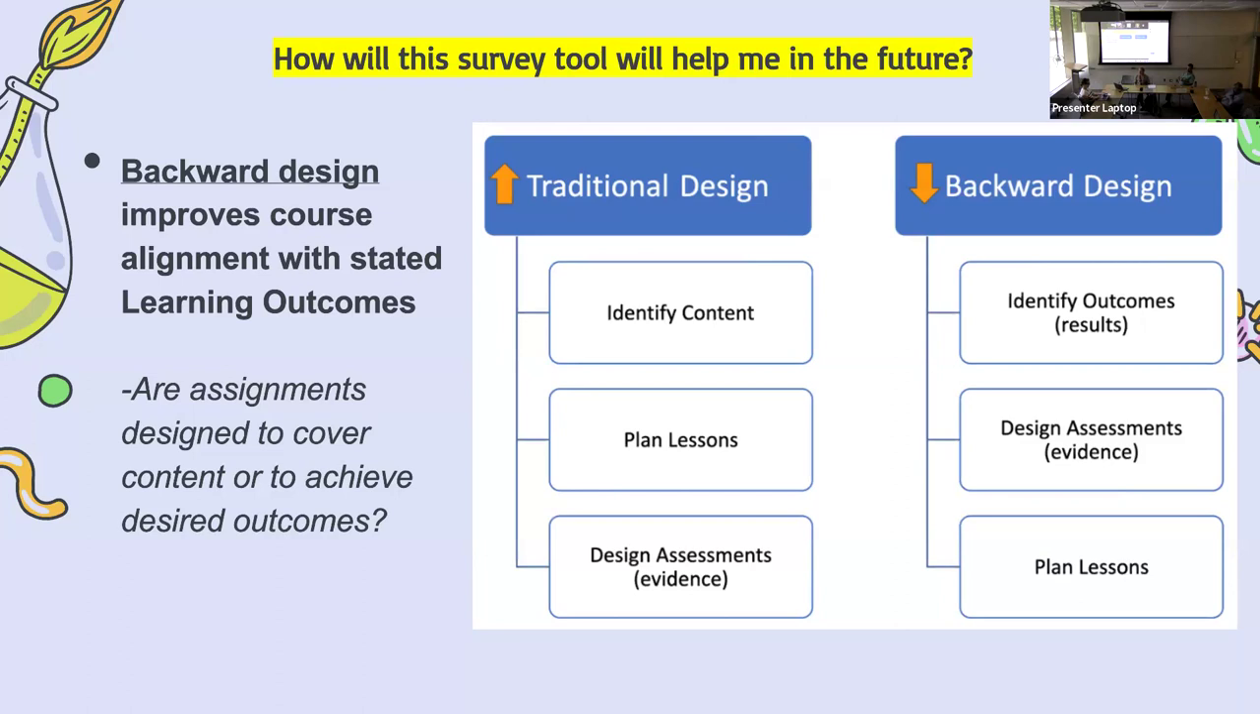So the survey acted as a great reminder that students can pay attention to this, and that if we start them off thinking about the learning outcomes and the assignments at the outset, it can strengthen their connection to the big picture. All right, Diamond, we can go to the next slide.